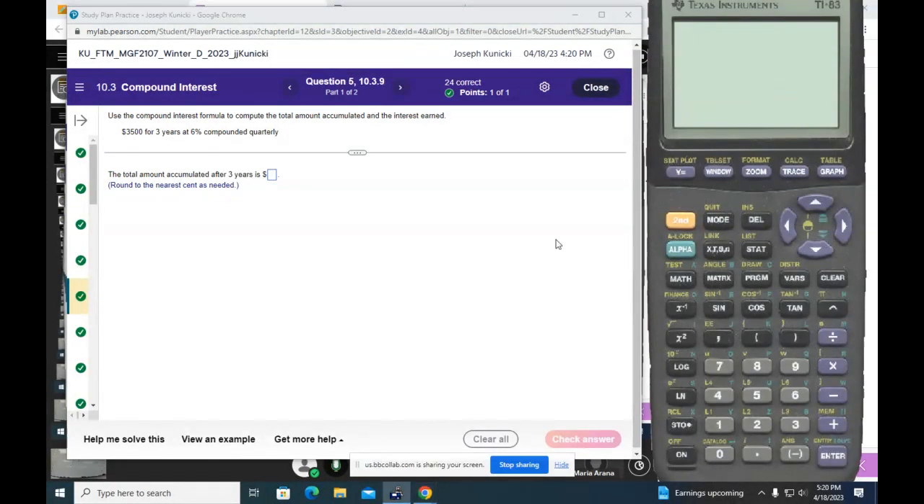So here P is 3,500, 3 years at 6% compounded quarterly. The number you have to figure out now is N. N equals the number of compoundings per year. So if it's quarterly, then N is 4. If it's monthly, N is 12. If it's weekly, N is 52. And if it's daily, N is 360. It's not 365.